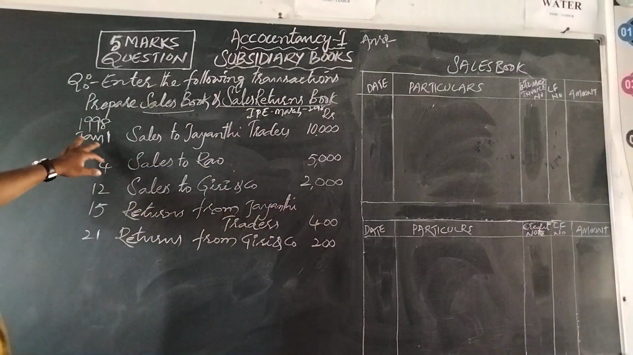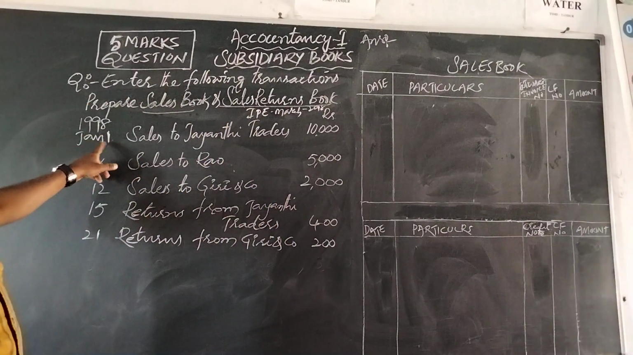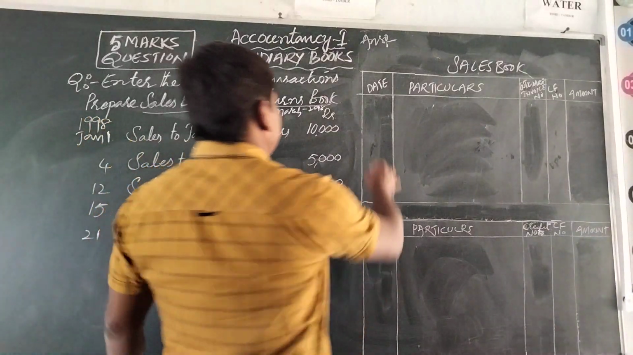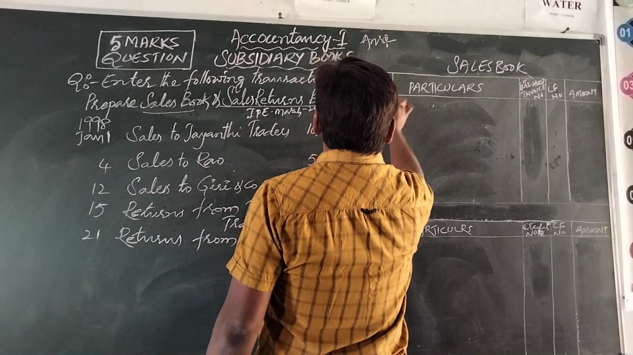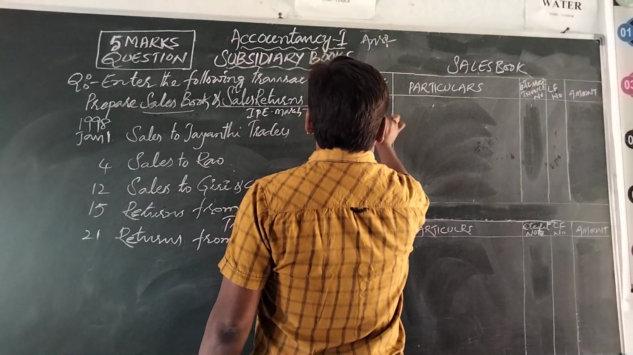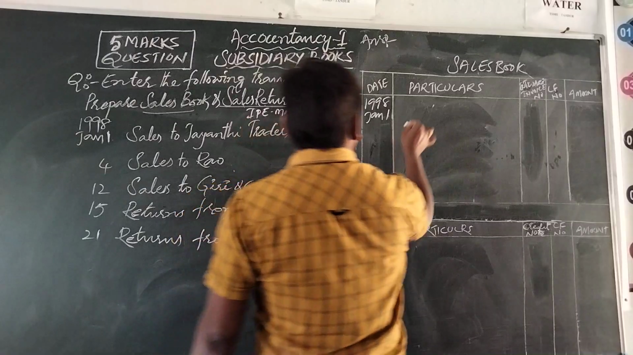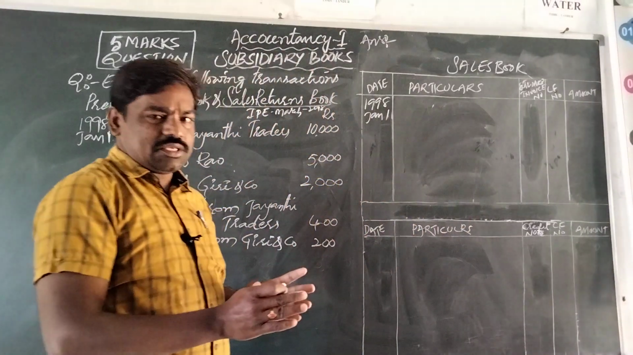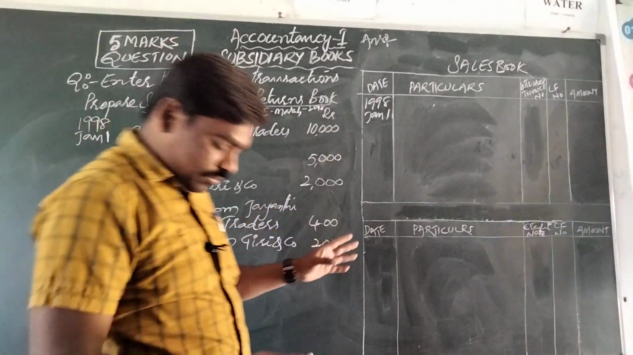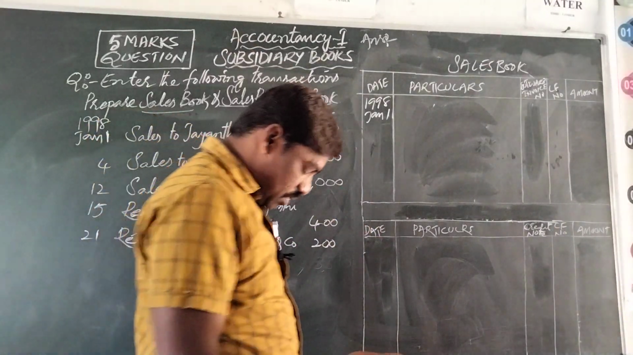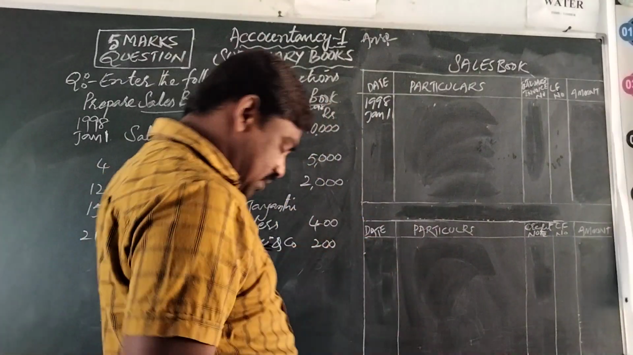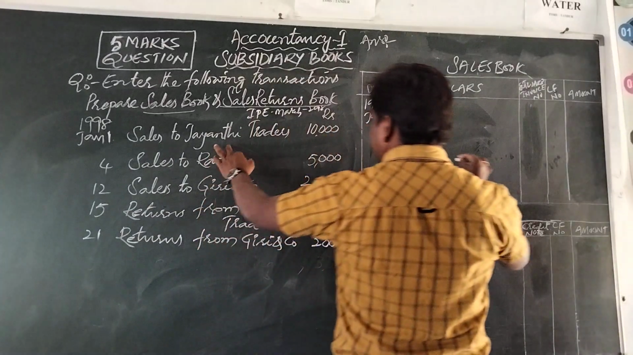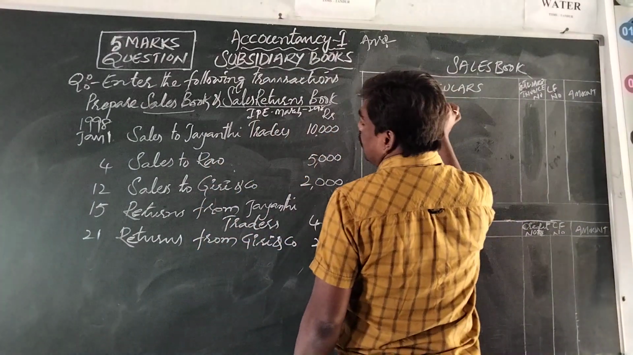So right now we are going to write the transactions in these subsidiary books. First one, see what is that? On January 1st 1998, sales to Jayanti Traders. So here you write the date, 1998 January 1st. Here we must not use the prefixes like to or by to the name of a person. Just write only the name of a person. That is Jayanti Traders. Here that is the name of the organization.